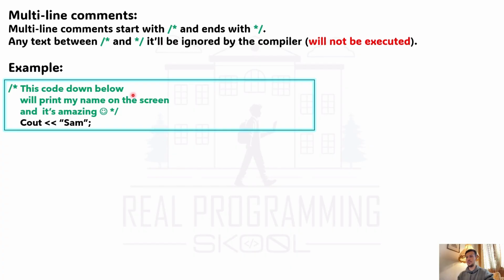Multi-line comments start with forward slash star, then the text, and end with star forward slash. Any text between forward slash star and star forward slash will be ignored by the compiler and will not be executed. It's the same as single line, but we use multi-line comments if we have big comments. For example: forward slash star, this code down below will print my name on the screen, and it's amazing, smiley face, anything you want, and star forward slash. So we have two types of comments: single line comments and multi-line comments.